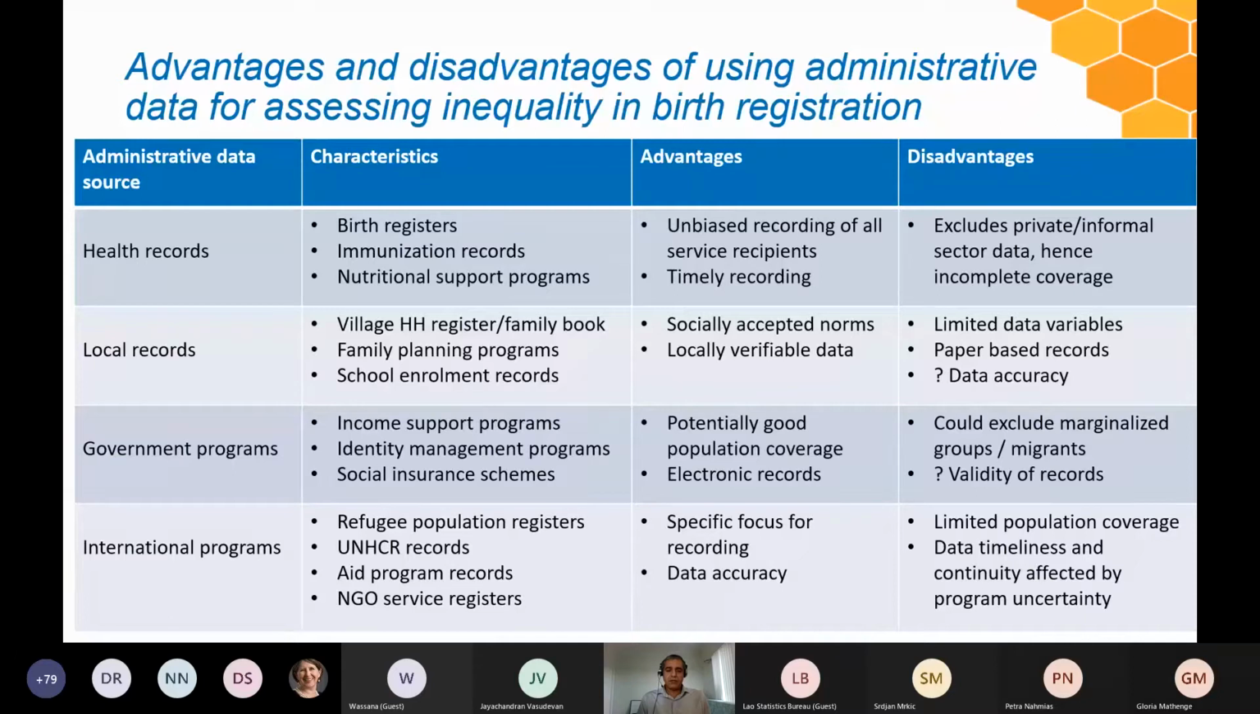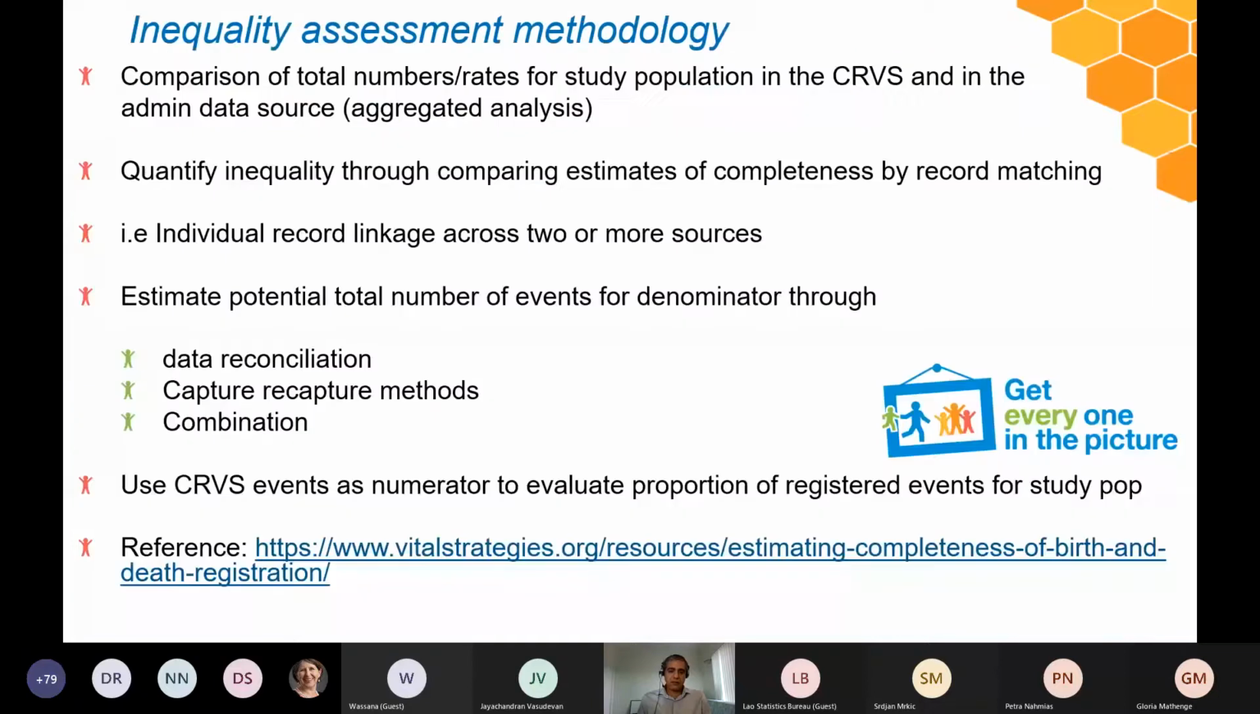You have the UNHCR records on defined refugee populations, aid programs, and non-governmental organizations that provide services to these groups. So they are known for having accurate data and they have a specific focus for recording this information. But as we can understand, they have limited population coverage because they are targeted. And sometimes there's program uncertainty which affects the continuity of recording.